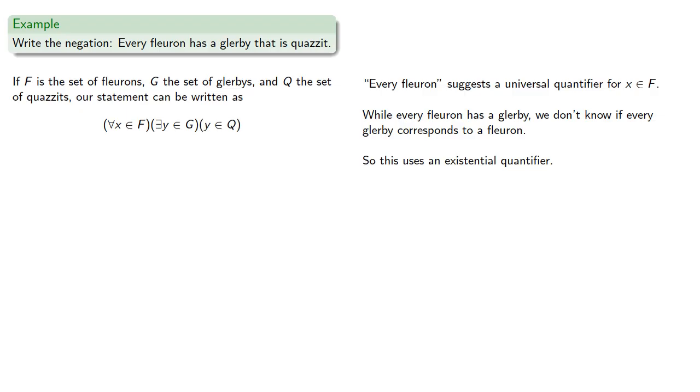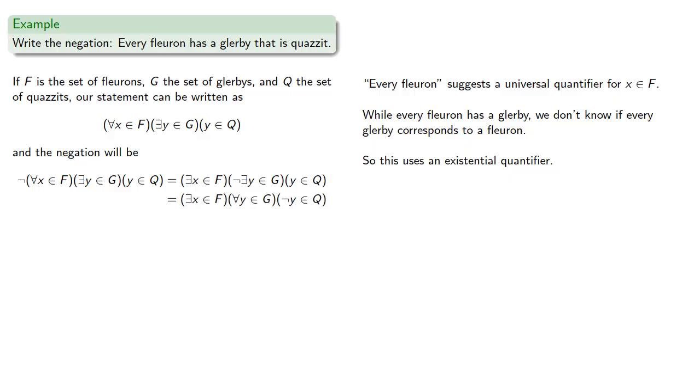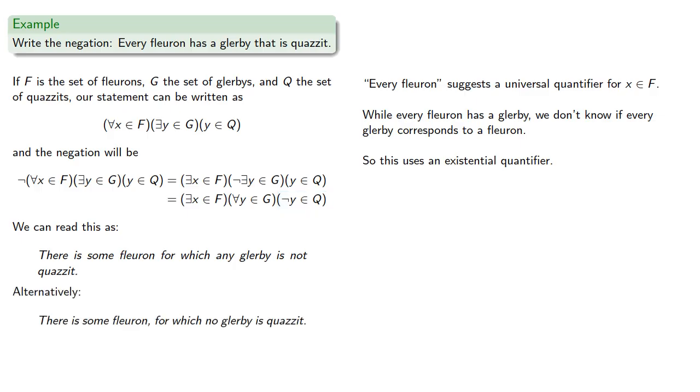And so our negation is going to be, and we'll shift that negation across the quantifier, switching it to a there exists. We'll shift it again, switching it to a for any. And we can read our final statement. There is some fleuron for which any glurby is not quasit, or we could also rephrase that: there's some fleuron for which no glurby is quasit.